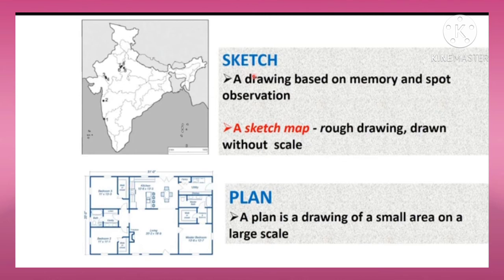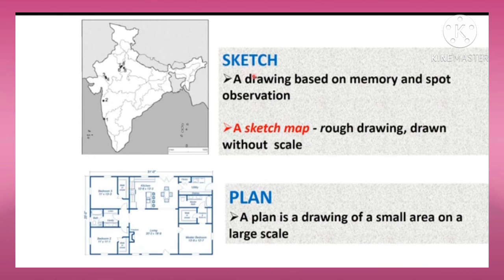Sketch. A sketch is a drawing mainly based on memory and spot observation and not to scale. Sometimes a rough drawing of an area is required to tell where a particular place is located with respect to other places. Suppose you want to go to your friend's house, but you don't know the way. Your friend may make a rough drawing to show the way to his house. Such a rough drawing is drawn without scale and is called a sketch map.